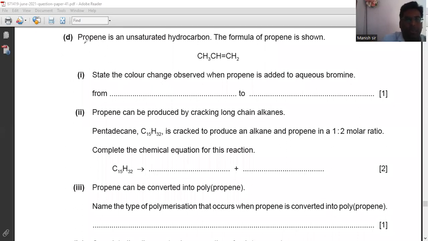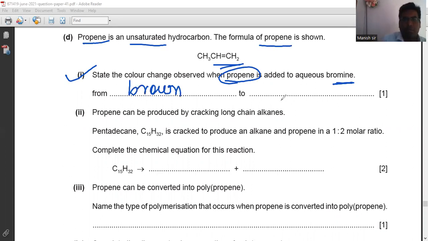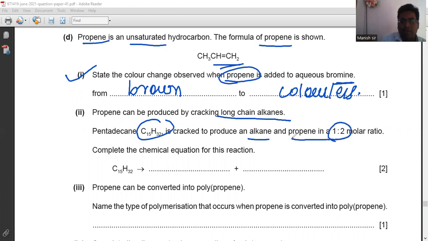Next question is, propene is unsaturated. The formula of propene is also given, right? So state the color change when propene is added to bromine. So it will be converted from orange bromine to colorless. It is colorless. So propene can be produced by cracking of long chain alkane pentadecane. C15H32 is cracked to produce alkane and propene in 1:2 molar ratio. So write the chemical equation for this, right? Please try this one.